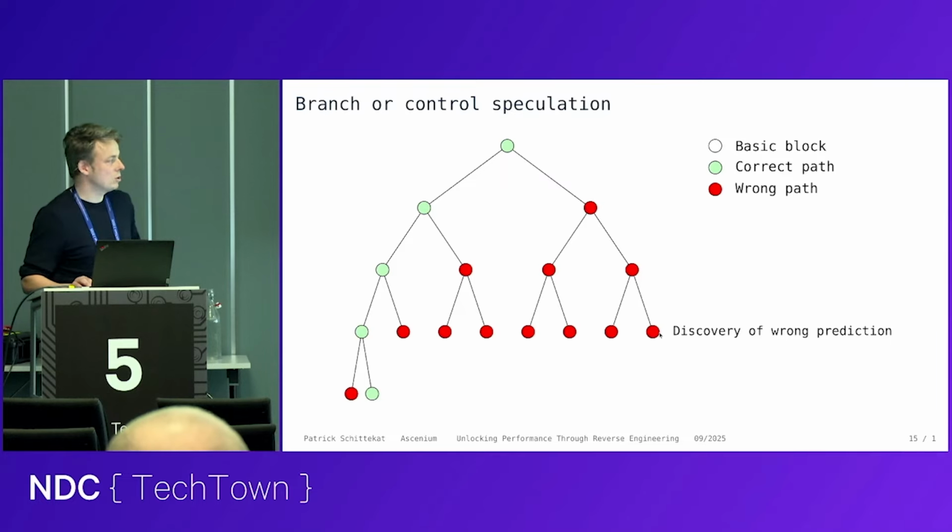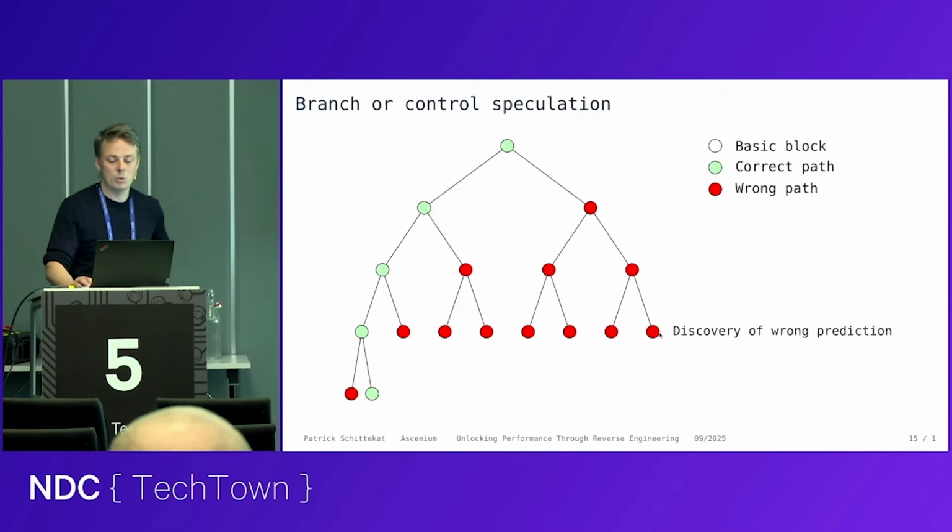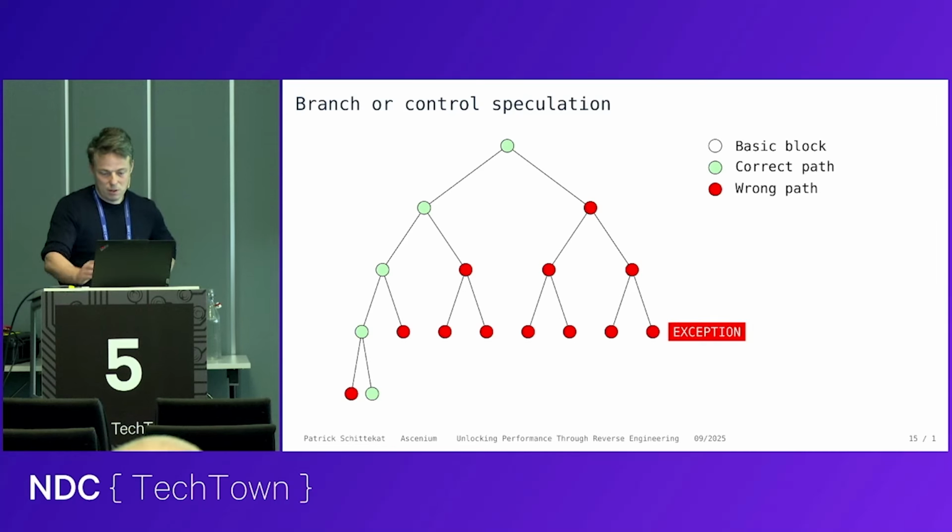But we need to keep some state so that we can roll back, and also so that we don't say that instructions are retired before we know that they were actually part of the program. Same thing with an exception. An exception we also need to handle in the same way.